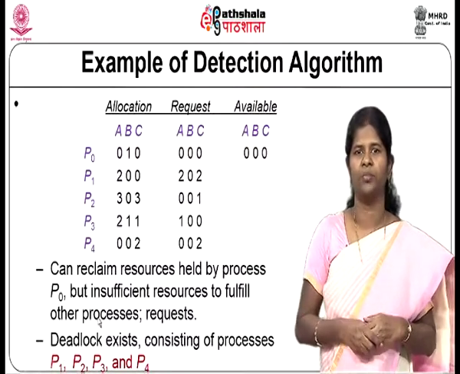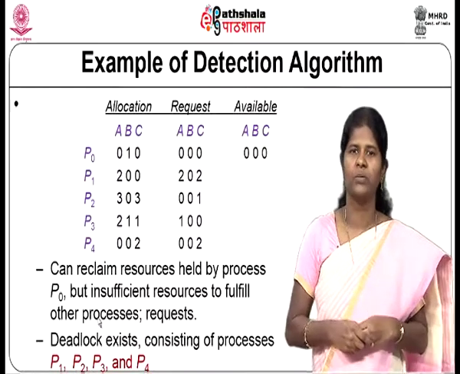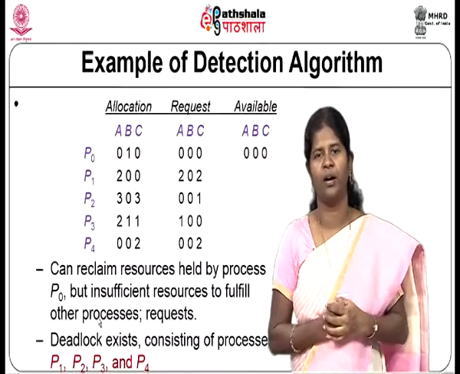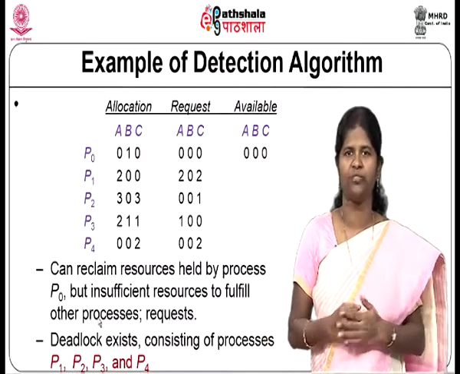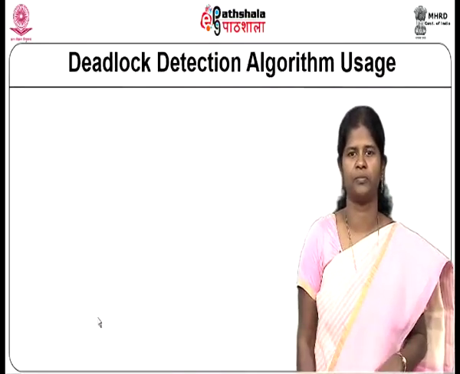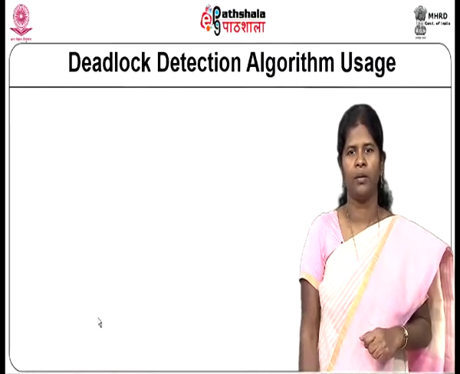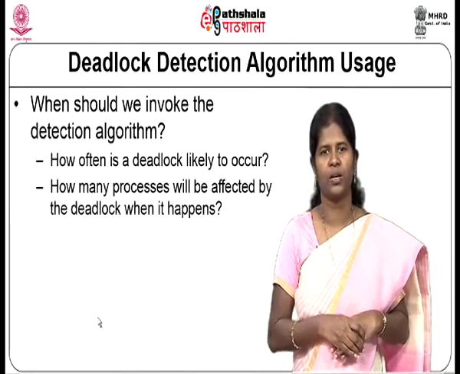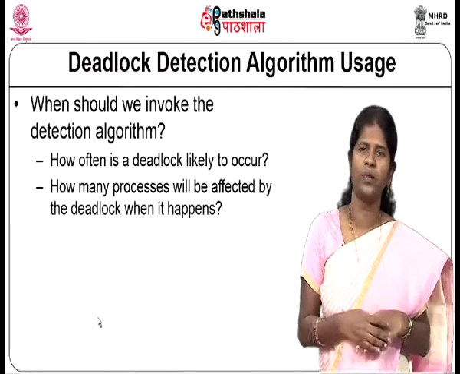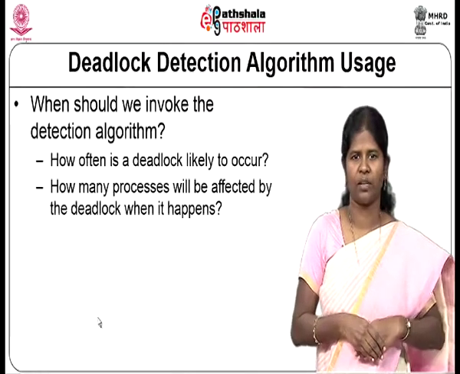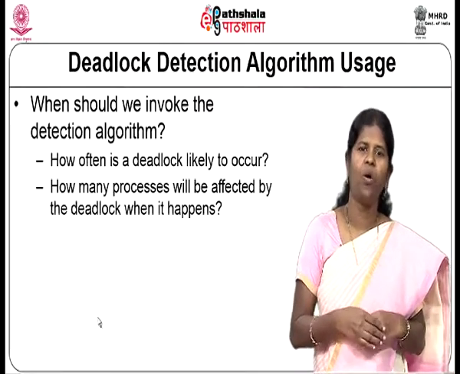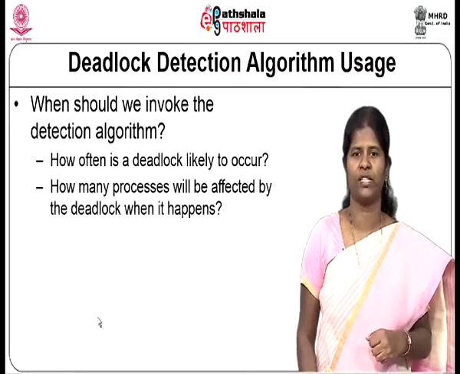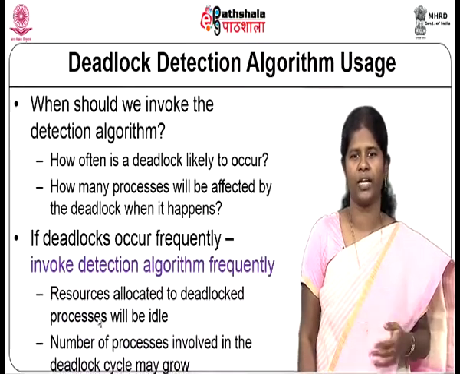So with this algorithm we see that it is possible to detect deadlocks when you have multiple instances of a resource type. This is a variant of the Banker's algorithm. Now, if you look at the deadlock detection algorithm usage, we need to check when we should invoke the deadlock detection algorithm. That depends on how often a deadlock is likely to occur, and how many processes will be affected by the deadlock when it actually happens.